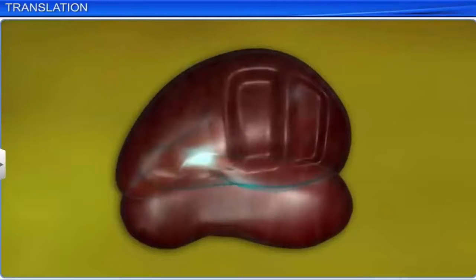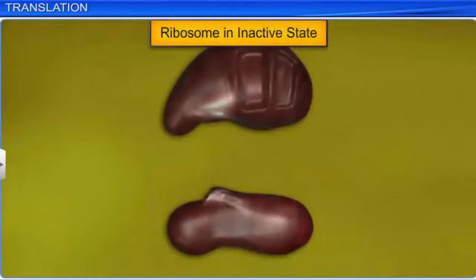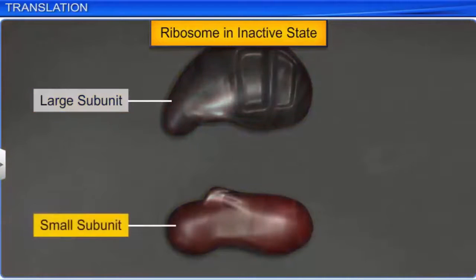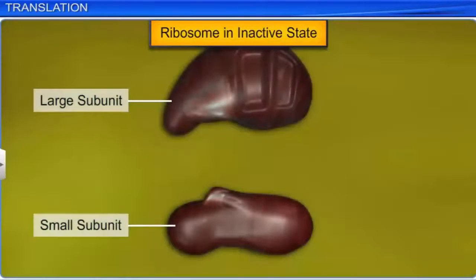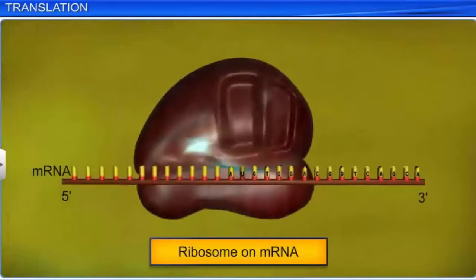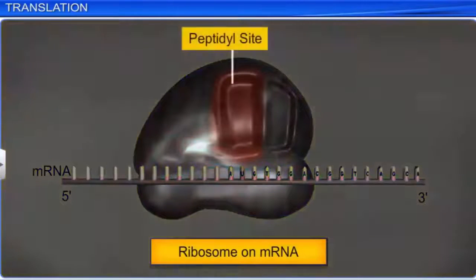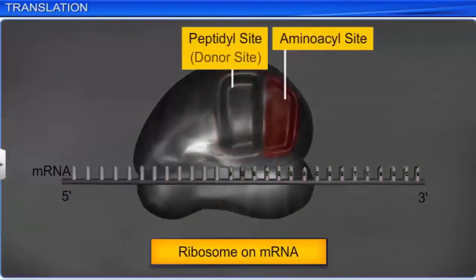Apart from tRNA, a ribosome is another component required for translation. It is made up of structural RNAs and about 80 different proteins. In the inactive state, a ribosome consists of two subunits, a large subunit and a small subunit. The large subunit consists of two sites, the P or peptidyl site, also called the donor site, and A or aminoacyl site, also called the acceptor site.